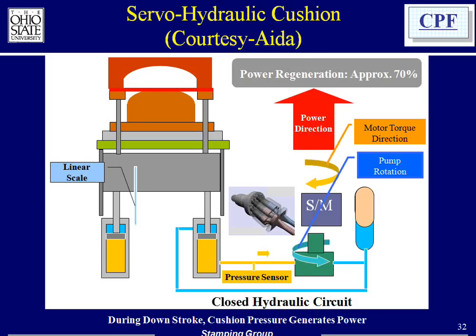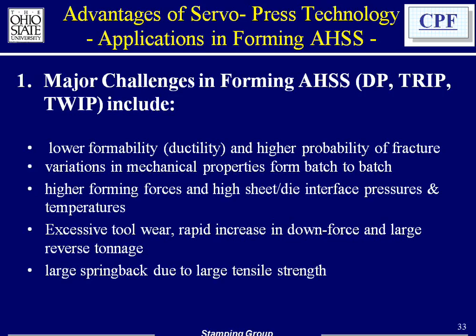And during the downstroke, when the cushion is pushed down, the yellow oil goes into a hydraulic motor. The hydraulic motor drives the servo motor that generates power. And Honda and Aida claim that in their Suzuka plant, Honda Suzuka plant in Japan, in their operation, they are saving approximately 70% of the cushion energy, again, to drive the press.